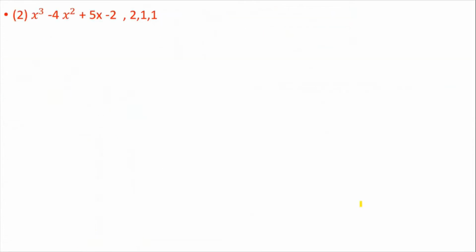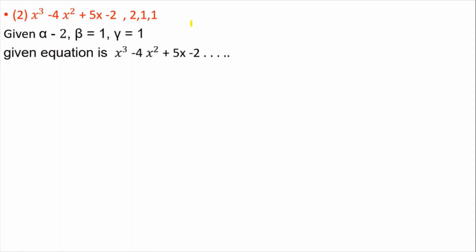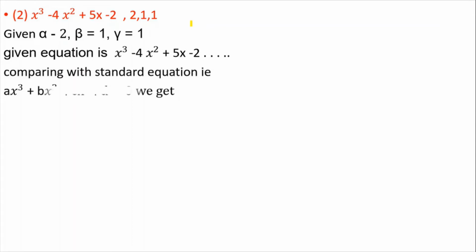Okay. Second problem. The given polynomial is x cube minus 4x square plus 5x minus 2, and the given values are 2, 1, 1. Okay. Now, given alpha is equal to 2, beta is equal to 1 and gamma is equal to 1, and the given cubic polynomial is x cube minus 4x square plus 5x minus 2. Okay. Now when compared with the standard form, ax cube plus bx square plus cx plus d, we are getting a is equal to 1, b is equal to minus 4, c is equal to 5 and d is equal to minus 2.